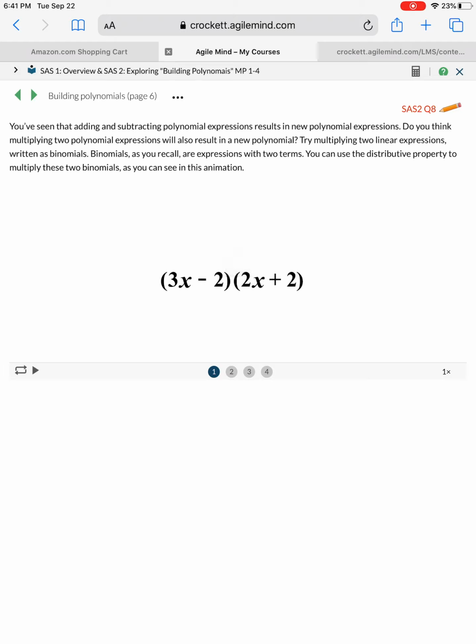All right, number 8. It says, you've seen that adding and subtracting polynomial expressions results in new polynomial expressions. Do you think multiplying two polynomial expressions will result in a new polynomial? Try multiplying two linear expressions written as binomials. So those are binomials because they have two terms, okay? As you recall, binomials are expressions with two terms. You can use the distributive property to multiply these two binomials as you see in this animation.